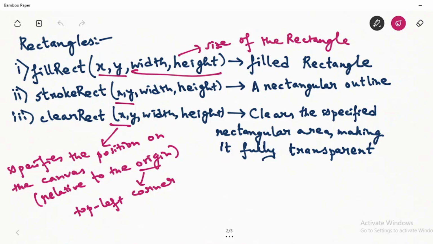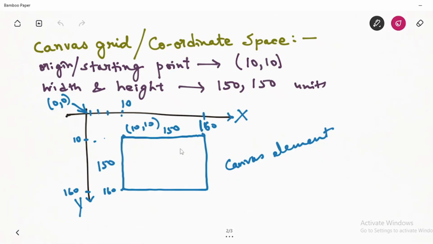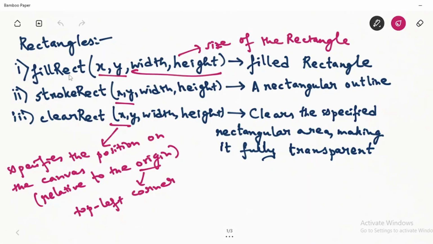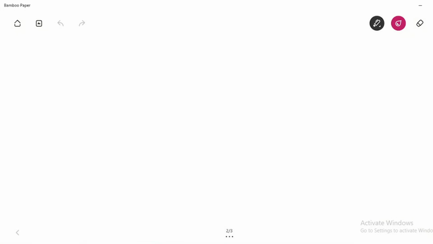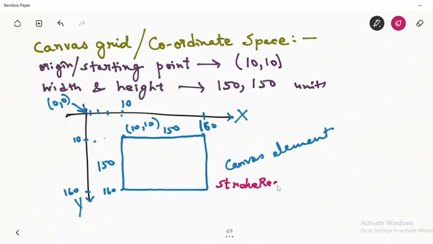So previously we have drawn this canvas element. Here we would have used the method strokeRect. We have used the method strokeRect with the parameters 10, 10, 150, 150. That is, the first two tens are our x and y values, and the rest, the 150 and 150 values, are our width and height respectively.